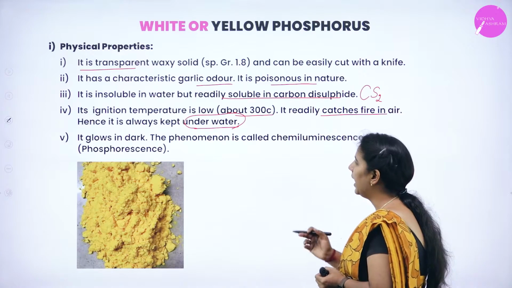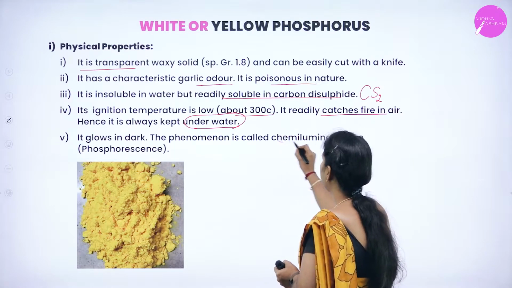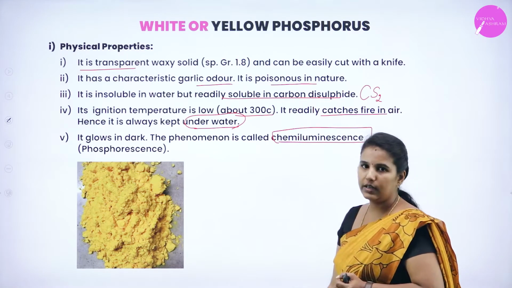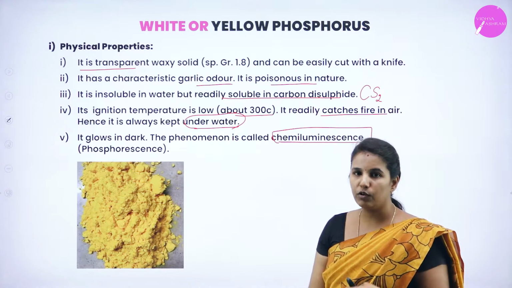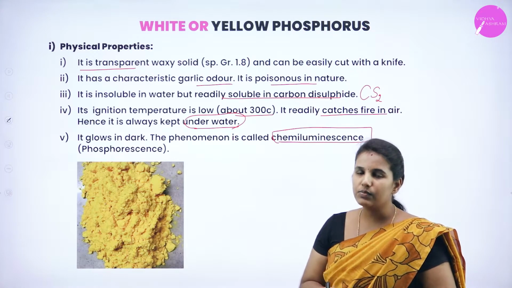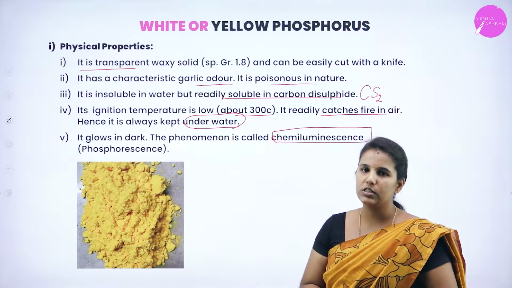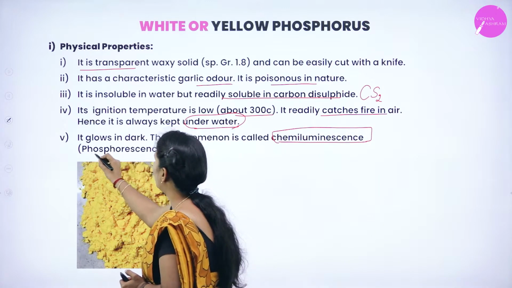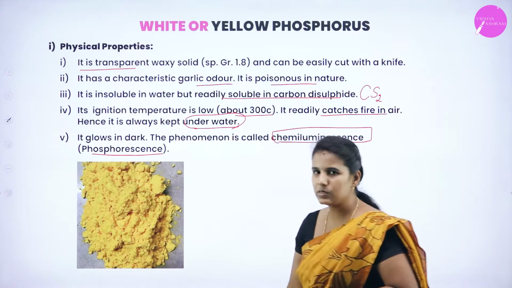It glows in the dark, and the phenomenon is called chemiluminescence. What do we call that? We call it chemiluminescence because even if you keep it in a dark condition, it will glow. This phenomenon of glowing of substances is known as what? Chemiluminescence, which is also known as phosphorescence because the element is phosphorus.